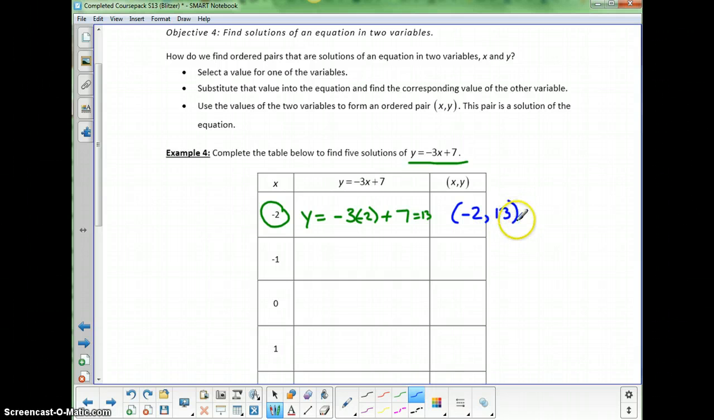I'm guaranteed that that's a true ordered pair for this equation because I found the y value that would work. So we're making a set of ordered pairs. I can make any ordered pair work for an equation if I choose one of the values and find the other value. I can choose another ordered pair. y equals negative 3 times negative 1 plus 7. Negative 3 times negative 1 is positive 3, plus 7 is 10. So the ordered pair negative 1 comma 10 is guaranteed to work for this equation.